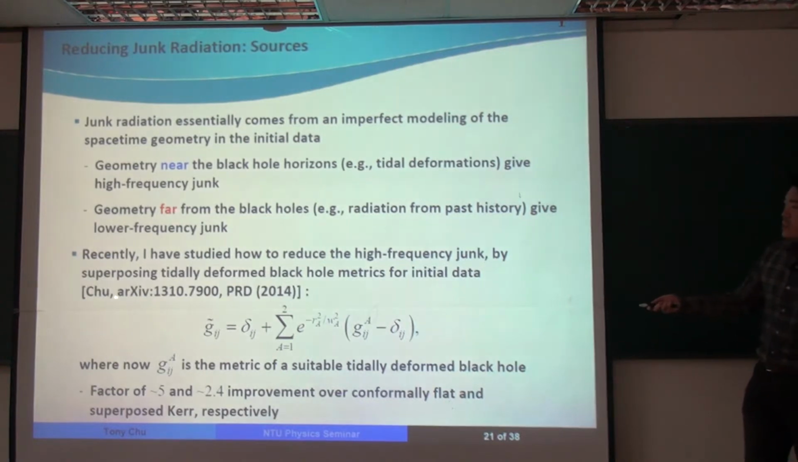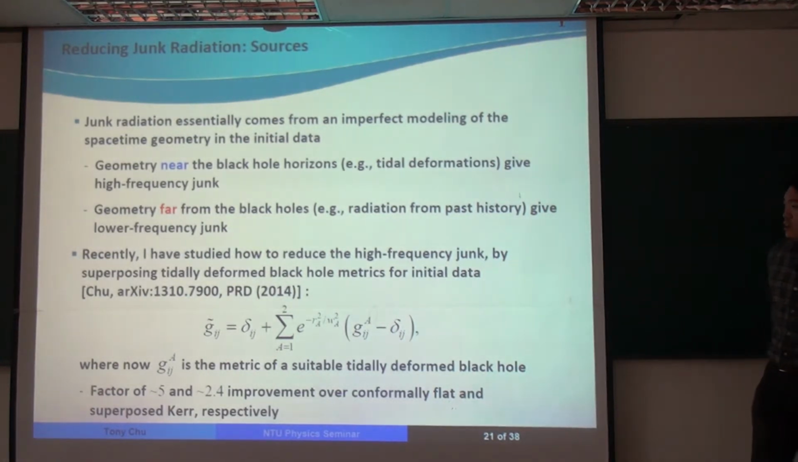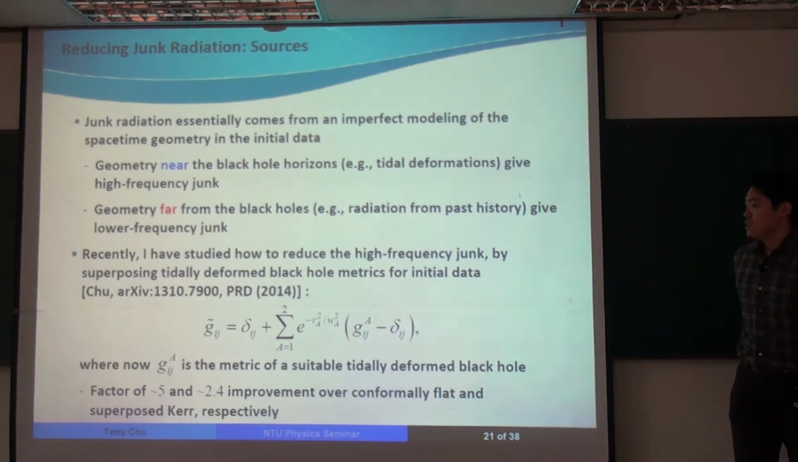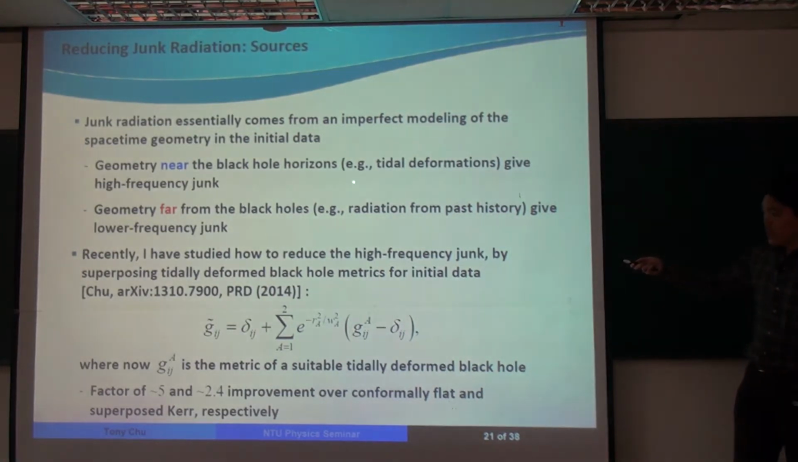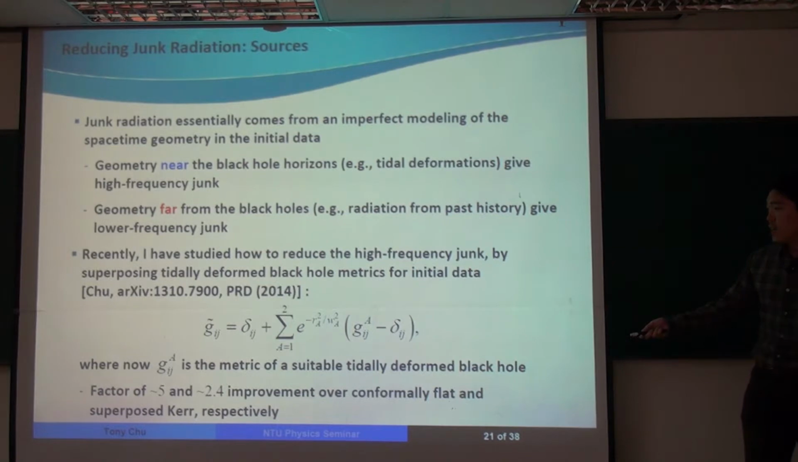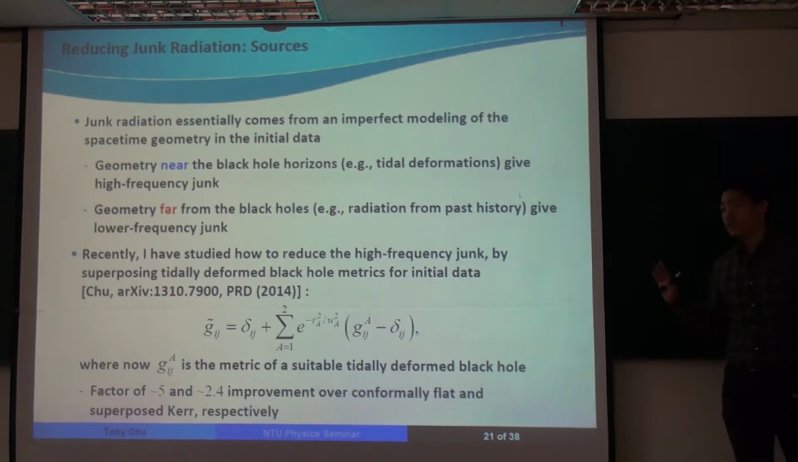This was a recent paper that I did. It's on the arXiv, and recently was accepted to PRD. But the main result of this work is that if you treat the geometry near the black hole horizons more carefully, then you can get a factor of 5 reduction of the high frequency junk radiation over conformally flat, and about a 2.4 improvement over just using superposed curved black holes.